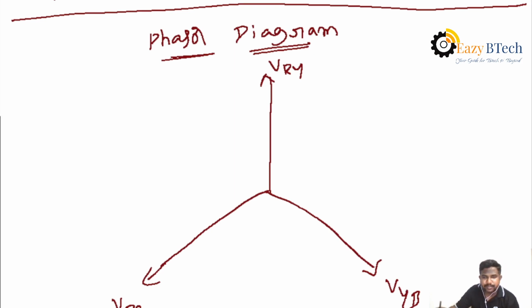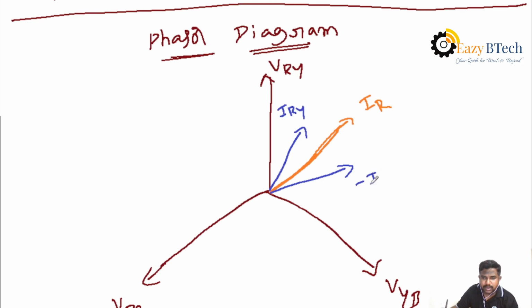Then we can draw the currents here. Between VRY and VYB, the line current we consider is IR. Then we know the IR value. That means IR can be formed with IRY minus IBR. Then by using the vector sum of these two currents, we will get the IR value. But we know the phase angles. We have considered between the current values and the voltage values, the phase angle is phi, and we know from the relation, the phase angle between the line currents and phase currents is 30 degrees.